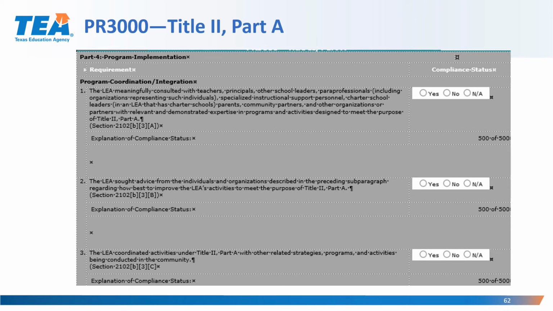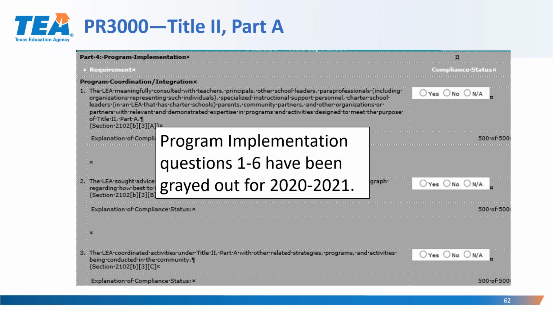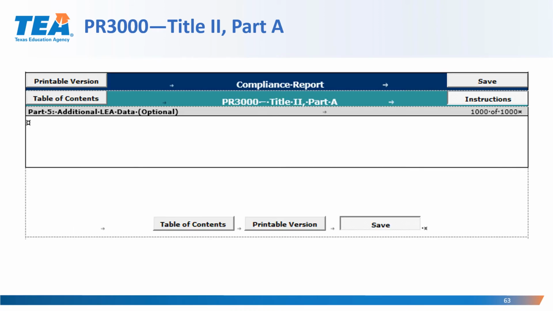Part 4 is the section that includes the program implementation questions for Title II Part A. As you can see, this section has been grayed out for the 2020-2021 compliance report, but we do expect to have the questions back in the compliance report for the 2021-2022 school year. Part 5 is an optional field for the LEA to enter any additional data that is necessary.